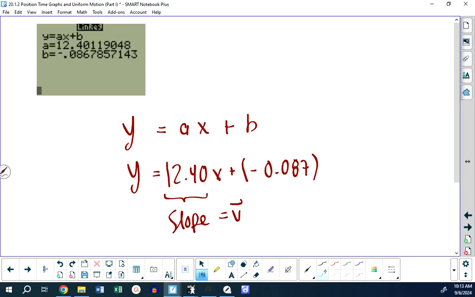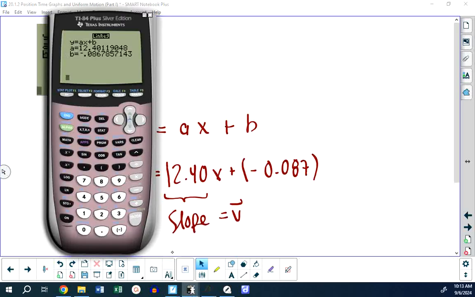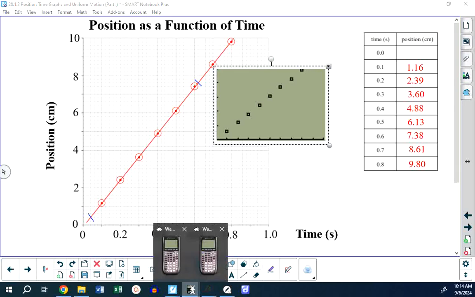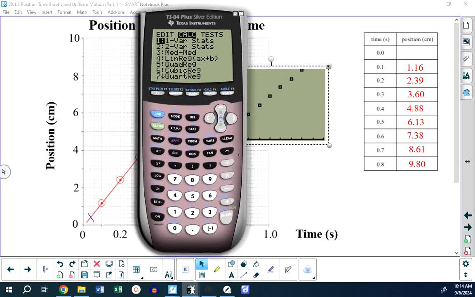So, to summarize, you put your data in stat edit. You go stat calc and you do a linear regression. You don't need to look at the graph, but it's nice to see the graph. I want to show you one final thing here, because we know that the line we drew matches the data because we can see it, right? How can we trust the calculator? How can we convince ourselves that the calculator has done a good job?